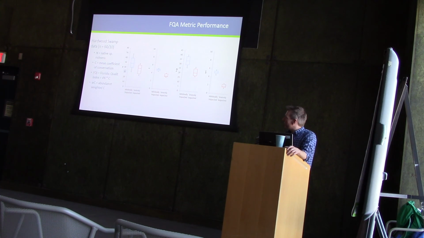And so here's our native species richness. So what you want to see to make a good indicator is clear separation between these two ends. If they're not separating, if they're completely overlapping, that metric has 0 value as an indicator.